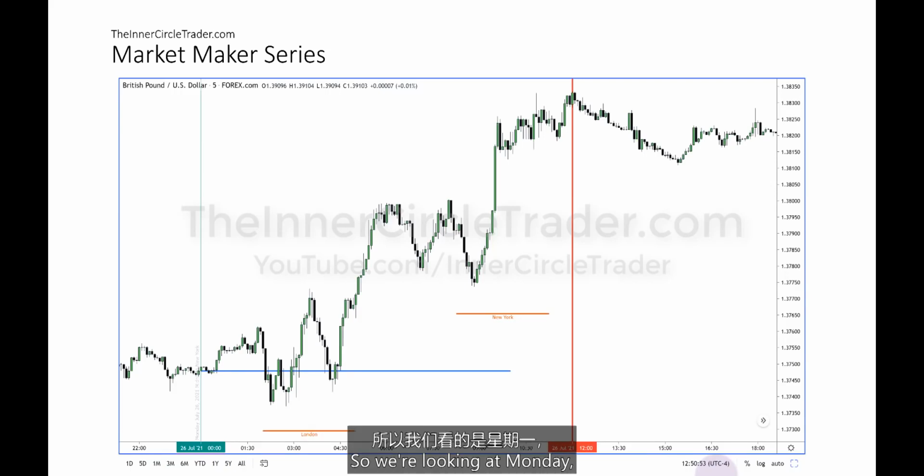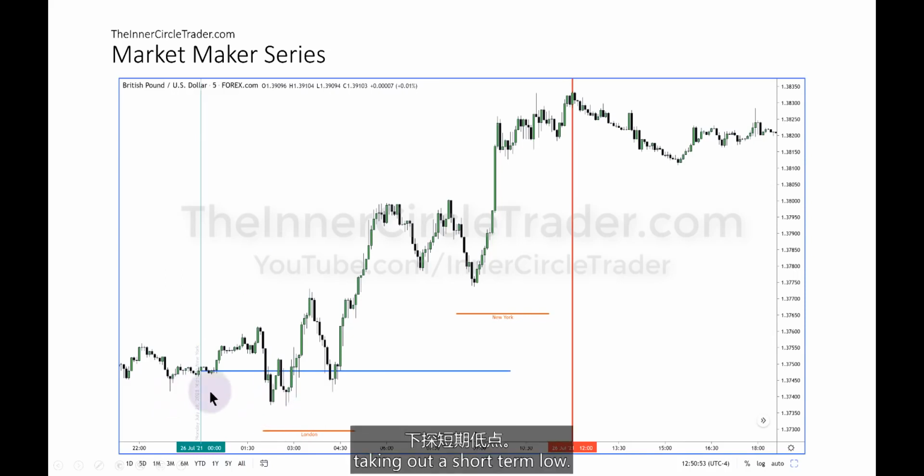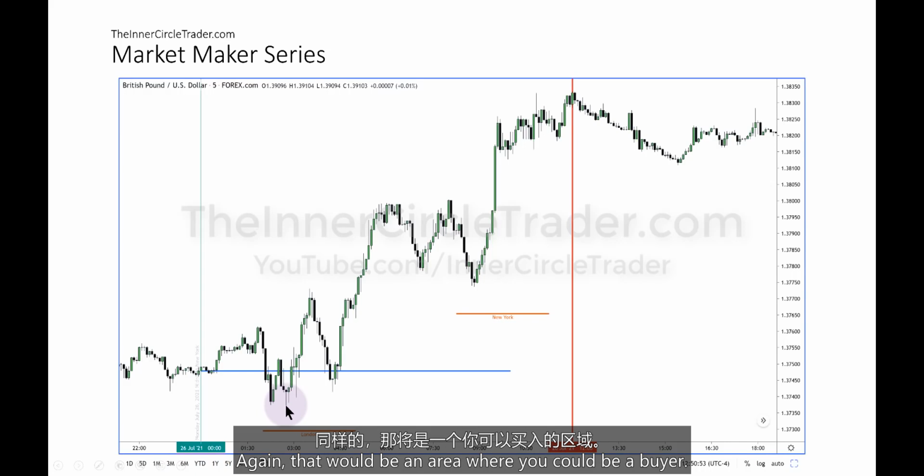So we're looking at Monday, July 26, 2021 on a 5-minute chart. Opening price at midnight. Price meandering around, trading down into London, taking out a short-term low. As soon as that happens, you want to see, does it show a willingness to want to rally? It does. Then it retraces back down again, takes out a short-term low. Again, that would be an area where you could be a buyer.